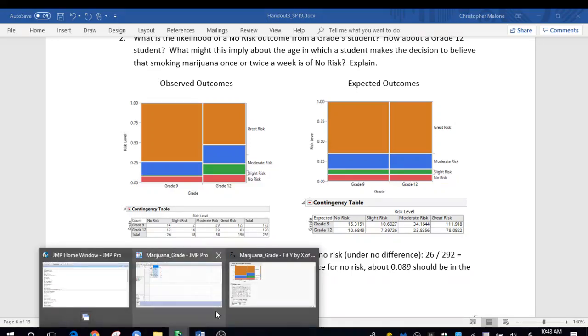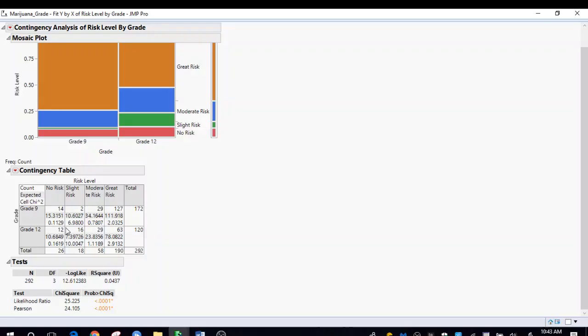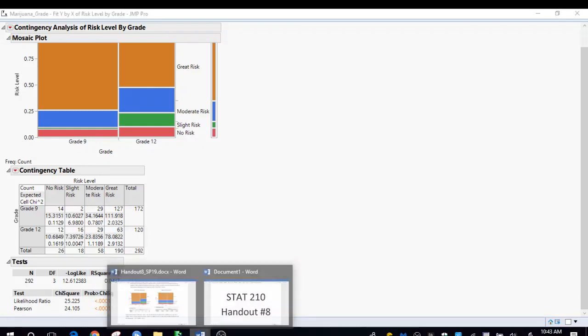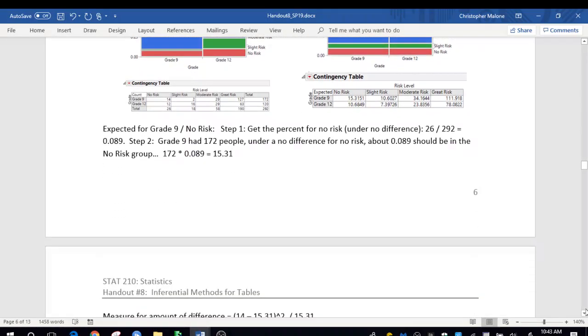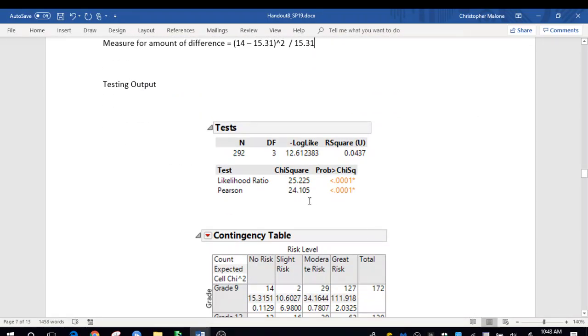Okay. If I sum up all of those cell chi-square values, that's where we're getting the 24.105 number down here in the Pearson chi-square. So that right there, way down in the lower left of my screen, is the total amount of difference between the observed and the expected. So let's slide down to that in our notes. Got that in here somewhere. There's that 24.105 and its associated p-value.